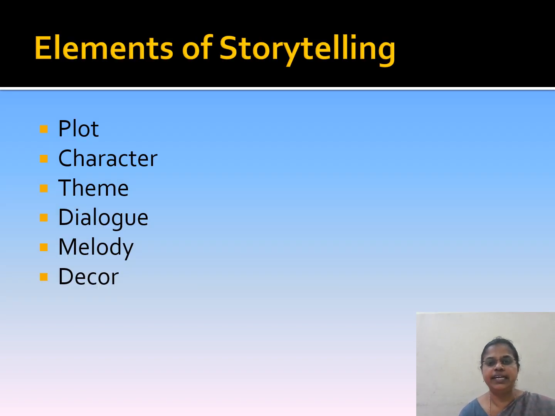We'll start with the elements of storytelling. It consists of plot, character, theme, dialogue, melody and decor. What is a plot? It is nothing but the most important part of the story. It defines what the story is all about. Character is the element which lives in the story. The third one is the theme. Theme is the word that can be defined in a few words.